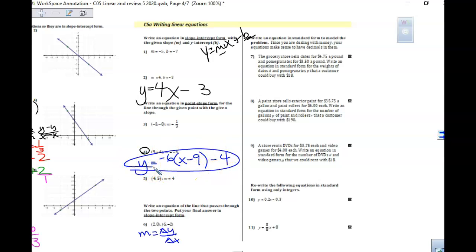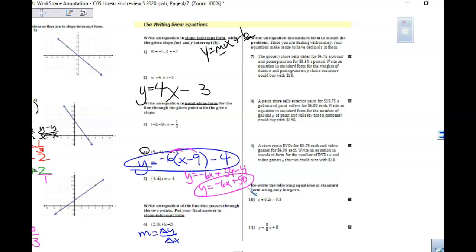If I said rewrite it in slope-intercept form, I would look for you to distribute: y equals -6x. As I multiply -6 times -9, Christian, I'd end up with what? How about a positive? Negative times negative? Positive 54, and then I have -4. So this equation would be in slope-intercept, -6x plus 50. And then I might say, well, what's the y-intercept? And you'd say 50. What's the slope? And you go, oh, it was -6. We knew that originally in the problem, right?